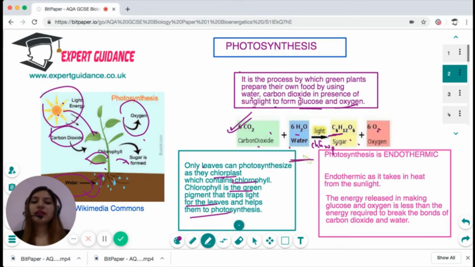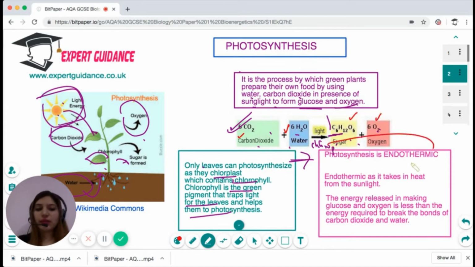Next, if you remember from the energy changes video for chemistry, we discussed what is an endothermic and an exothermic reaction. So if there's any reaction that takes in heat or energy, that's an endothermic reaction. Now you can see in this, photosynthesis is taking light energy, hence it is an endothermic reaction. In terms of bond making and breaking, you can also explain endothermic as it requires more energy to break the carbon dioxide and water bonds, then it releases energy in forming the glucose and oxygen bonds. So you need to remember that photosynthesis is an endothermic process. And why is it endothermic?